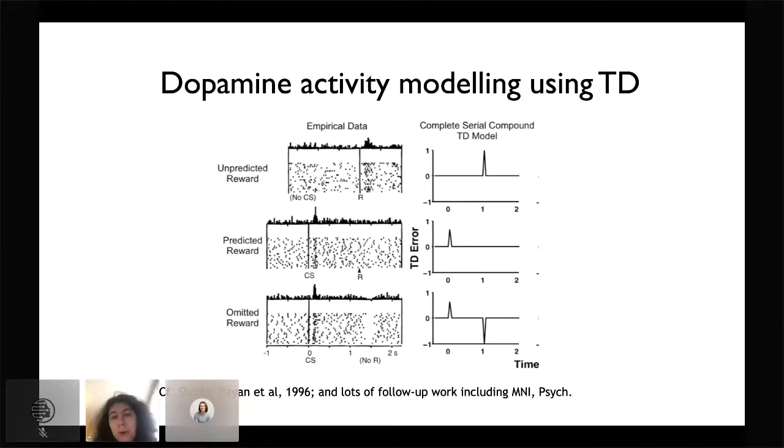And then in the bottom row, if the reward does not happen as anticipated, at that point in time we're going to see a negative TD error, because we were expecting a reward and got less than expected. That causes a negative TD error, and that's exactly what the TD algorithm would predict. There's been lots and lots of follow-up work on this model in the neuroscience and psychology literature, of course.